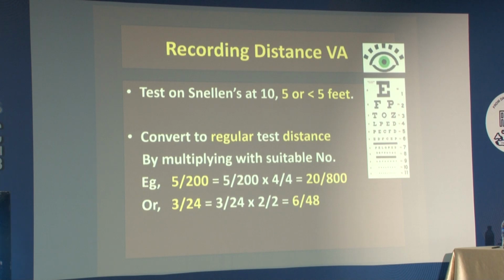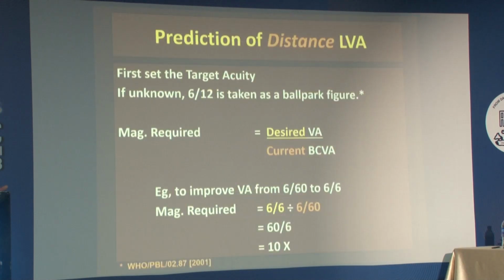Or if you're using the British system, then you make the patient sit at 3 meters and he reads the 6/24 line at 3 meters. Then you convert it by multiplying it by 2 by 2, and that becomes a visual acuity of 6/48. So you have now recorded the vision of the patient. So far, so good. Good job done. Step 1 completed. And near vision, of course, you record with your near vision chart, the regular one which you have.